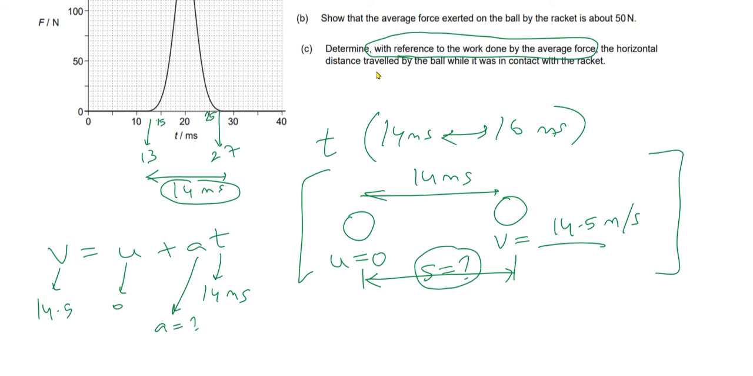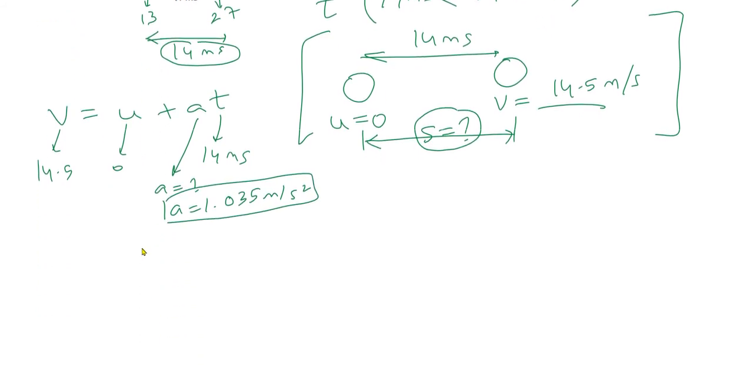That'll be 1.035 meters per second square. Now we have to find out the value of s. So we can use the second equation of motion, which is s is equal to ut plus half at square. Now see, initial velocity is 0, so this entire term vanishes. Now put the value of a as 1.035 and time will be your 14 milliseconds.